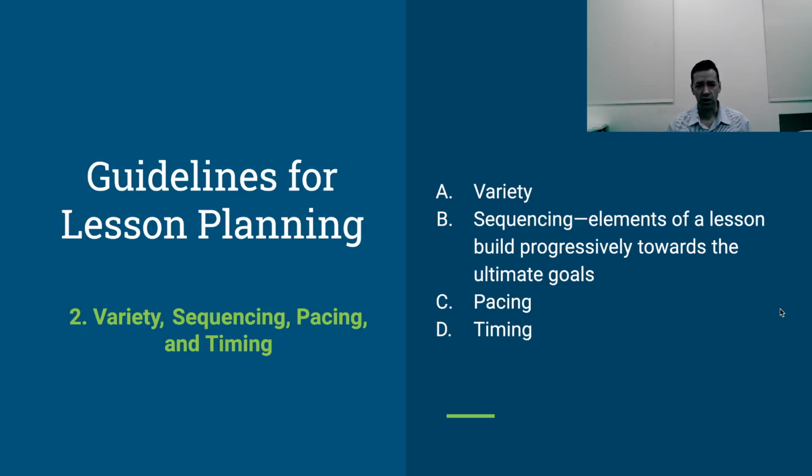Okay, number 2 is to have some variety, sequencing, pacing, and timing. So make sure you have variety. Don't do the same thing every class. Once students know what's coming next, they get really bored. So make sure you mix it up a little bit.